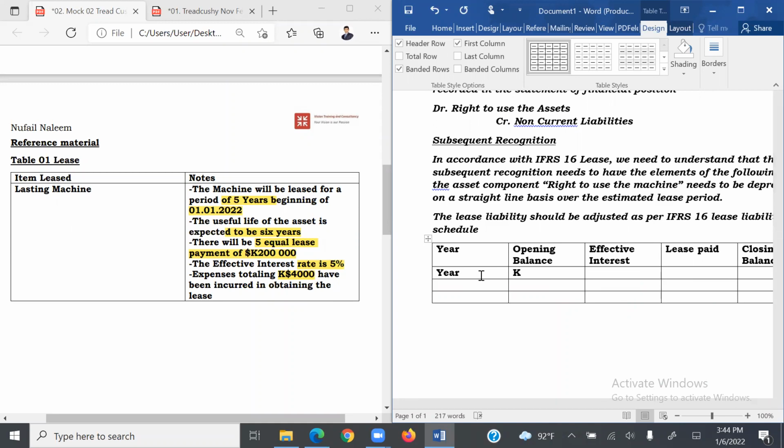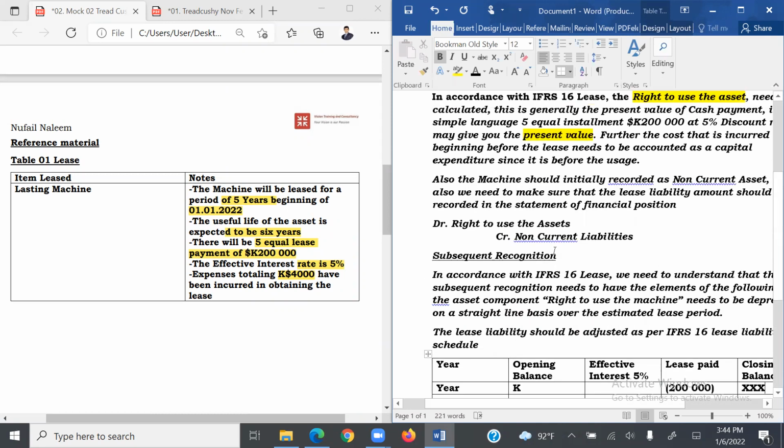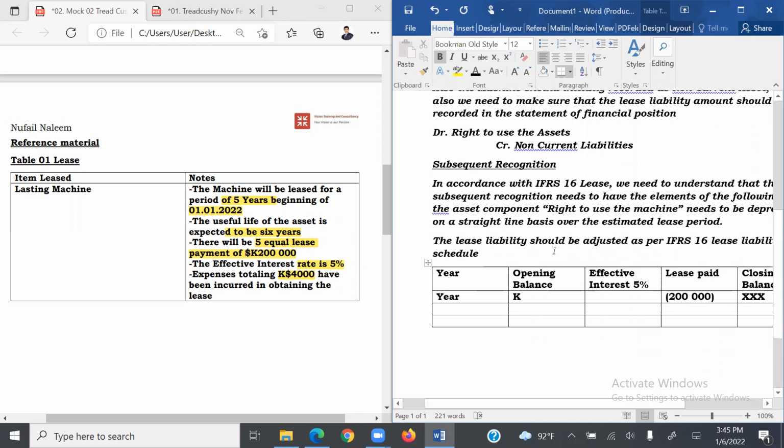So if you see the lease liability, we need to take it and we need to multiply it by the effective interest rate of 5%. And the lease paid, every year we are paying a lease of how much, students? 200,000. And this will give you the closing balance, students. So opening balance is the present value of this 5 equal payment, that is 200, 200, 200 into discount.